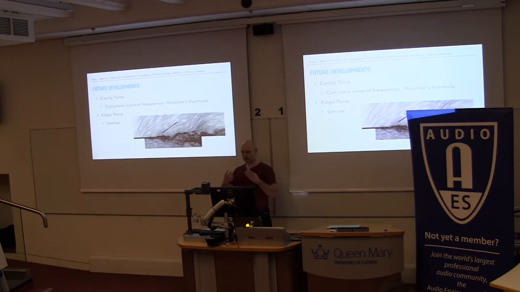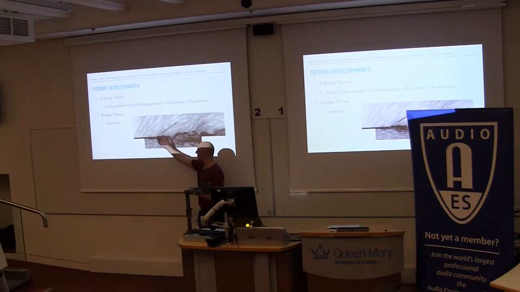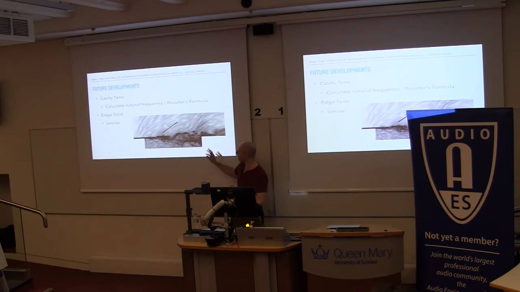Cavity and edge tones are another area of further development for me. I won't talk about them much at all, but for the cavity especially, there's something called Rossiter's formula, which calculates which frequencies are present based on the dimensions of the cavity. It's again a dipole source, and it radiates back. The flow's coming this way, and it radiates the sound back in this direction. It's got a 35-degree angle there. I've seen another one that says 45.